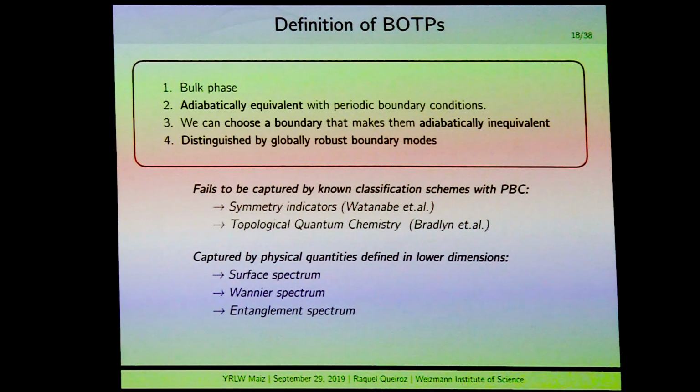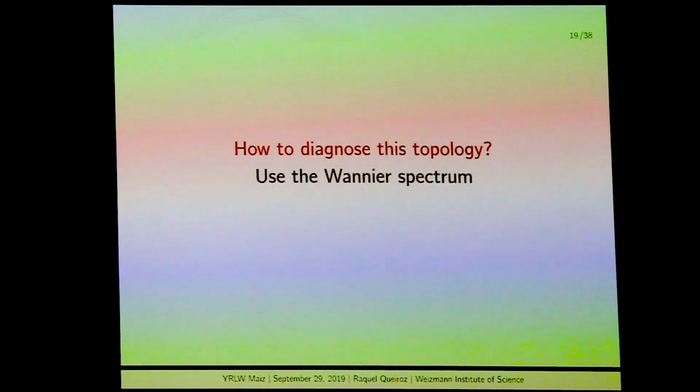modes. So, of course, all the classification schemes we have are based on schemes that involve translation symmetry, that involve momentum space. So, in fact, all of these type of obstructions cannot really be captured by such classification schemes. Instead, they will always need to be captured by something that will break translation symmetry. That can be the surface spectrum, the Wannier spectrum, entanglement spectrum, or something like that.